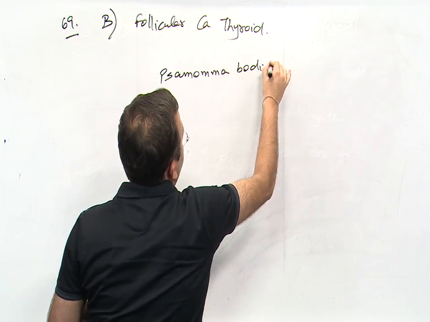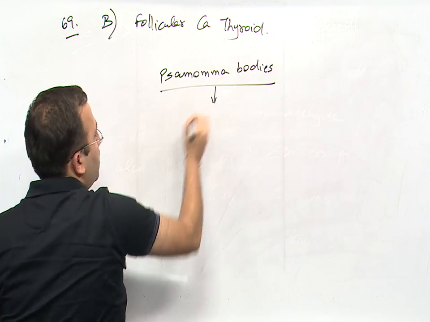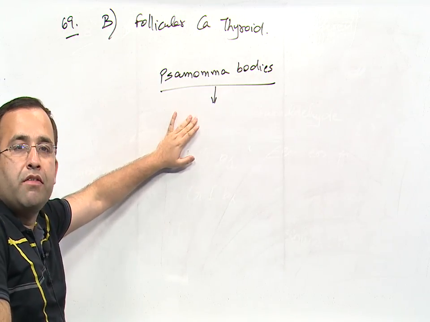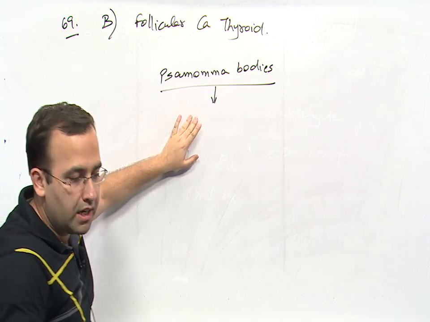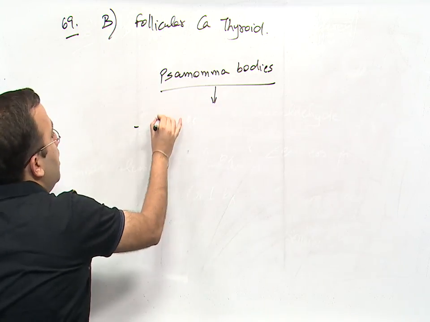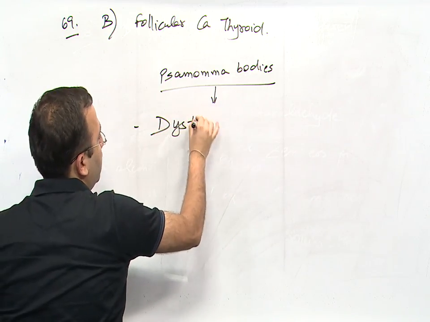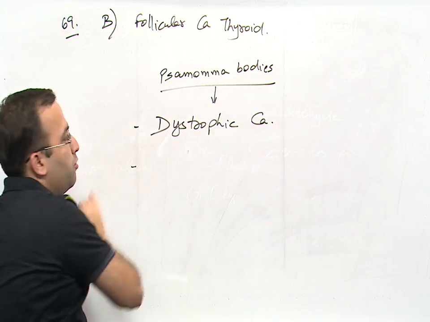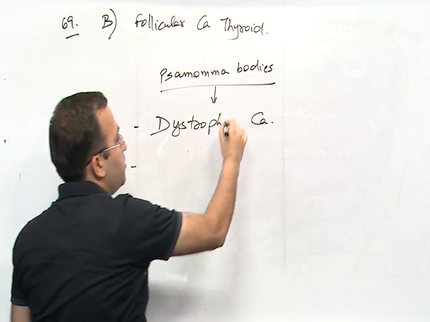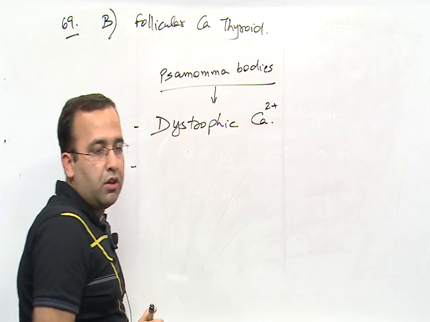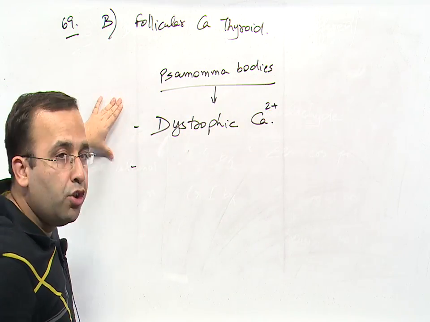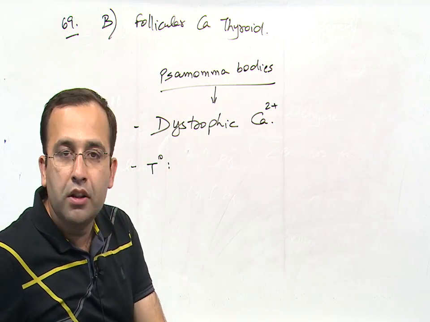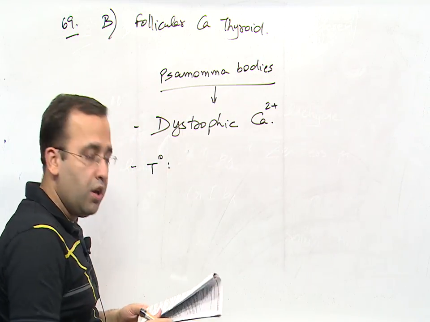Seminoma bodies. First point, is it dystrophic calcification or is it metastatic calcification? It is dystrophic calcification. Next point, tumors associated with seminoma bodies.